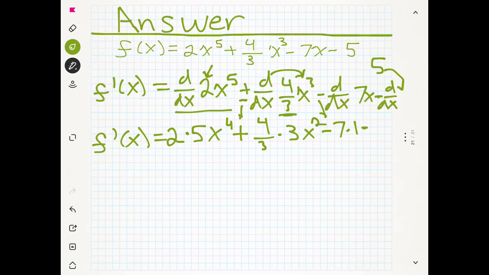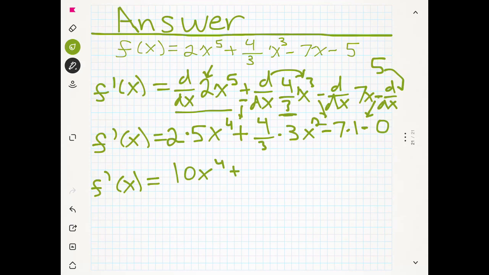And for the last one, very straightforward. It's just a 5. This is not a constant multiple because there's no variable attached. It's just a number. The derivative of a number is 0. And again, the subtraction sign stays. Now let's elaborate more on that. Let's clean everything up. For the first one, 2 times 5x to the 4, that's just 10x to the power of 4.